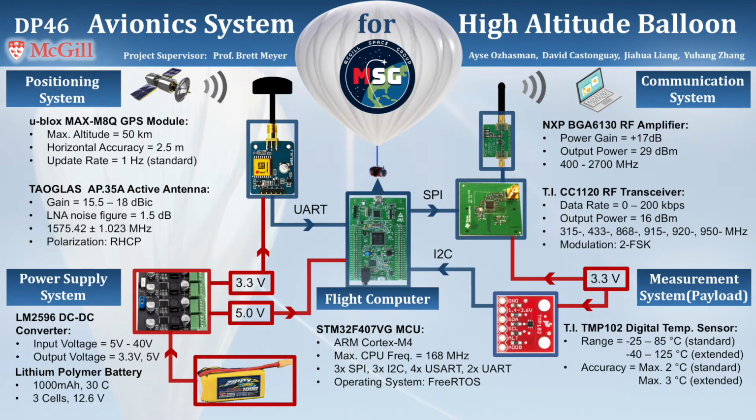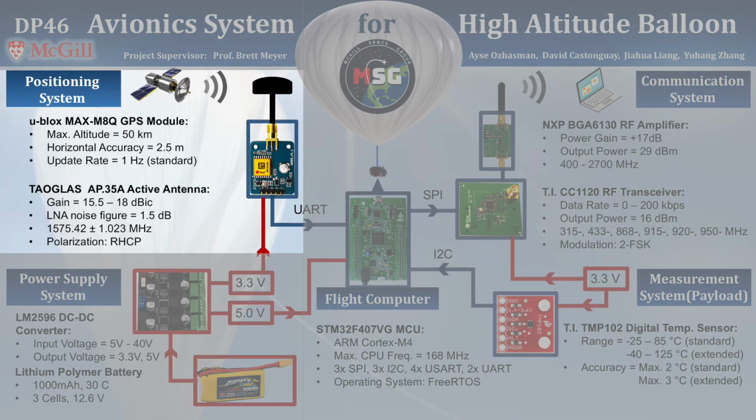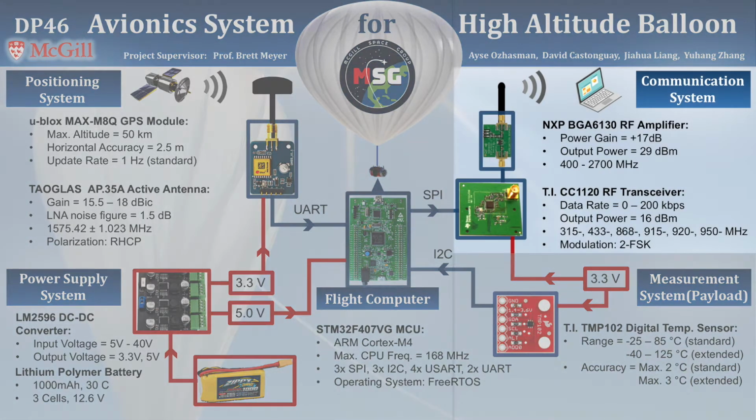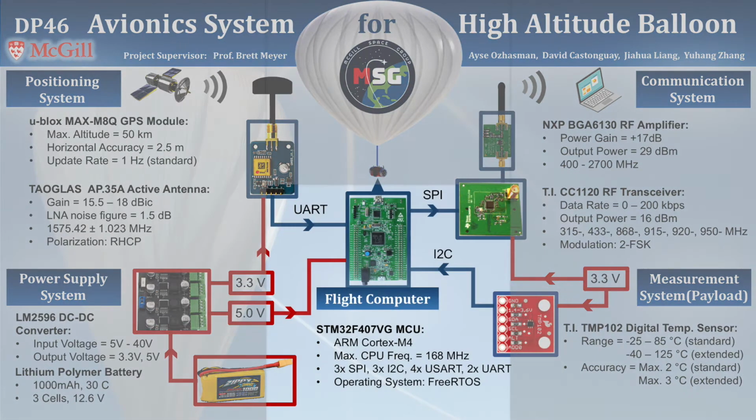The hardware of the system consists of 4 parts. The GPS module with antenna gets the position of the balloon, and the digital temperature sensor measures the interior temperature of the cabin. The communication system sends the telemetry down to the ground station. All subsystems are managed by the STM32 microcontroller as the flight computer, and they communicate through different serial communication interfaces.